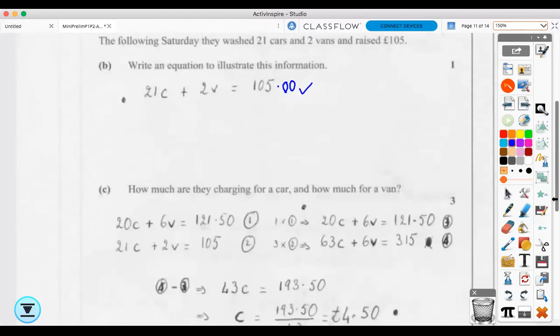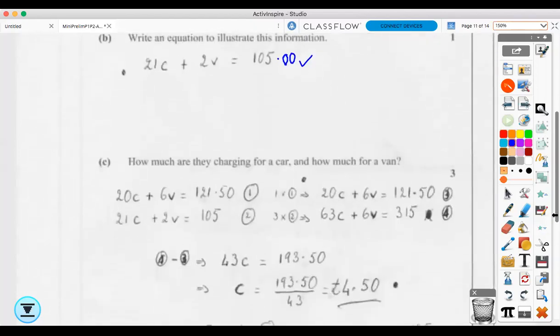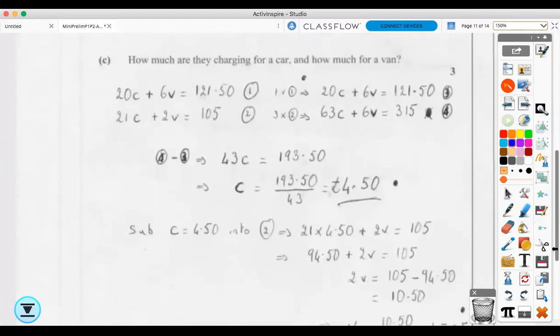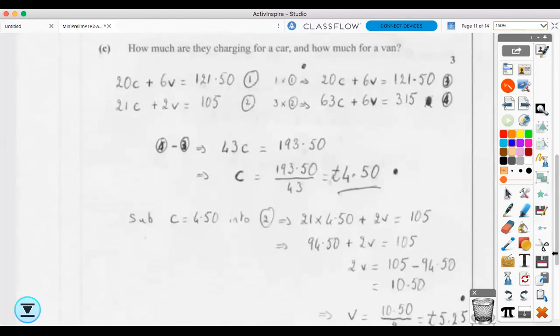So once you've got the first 2 equations, now you need to show a strategy for how you're going to eliminate one of the 2. It's up to you, whatever strategy you want to use. The common one is to do 3 times 2, because 3 times 2 gives you 6. So it's an easy one. That means you need to do 63c plus 6v equals 315. So you need to times every single element here by 3. Mistakes seen: people forget to times the 105 by 3.